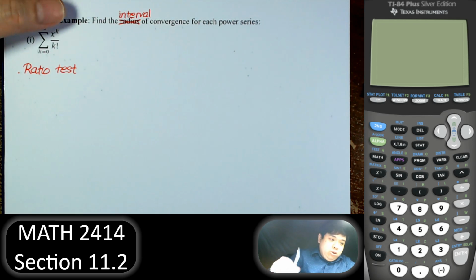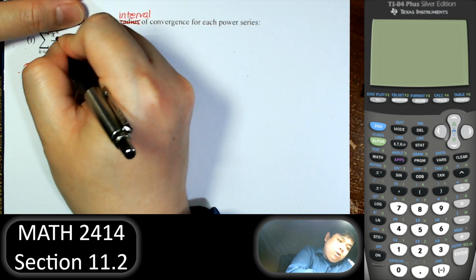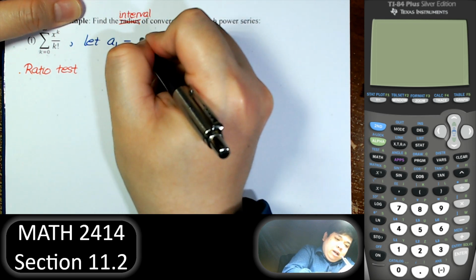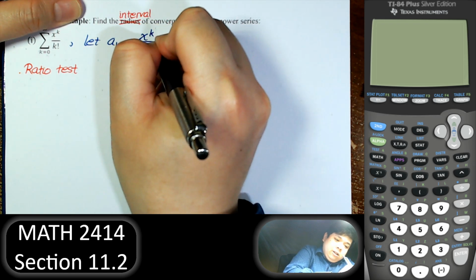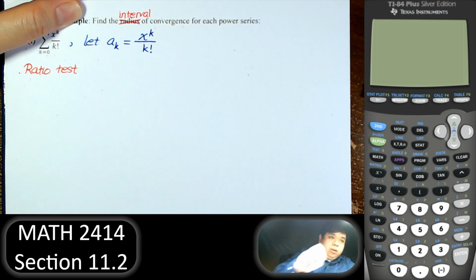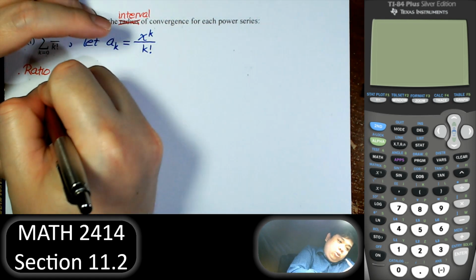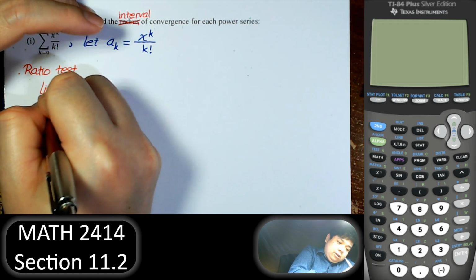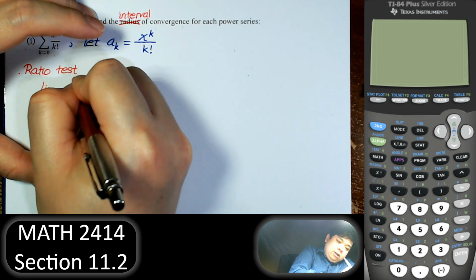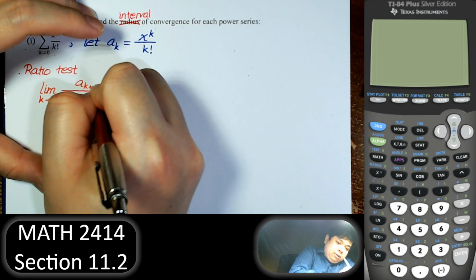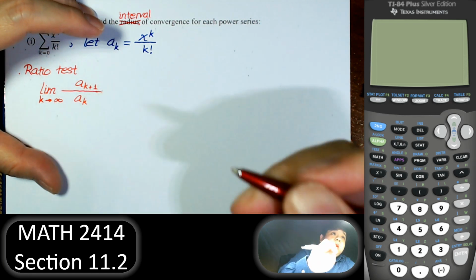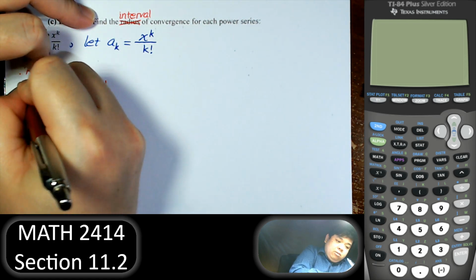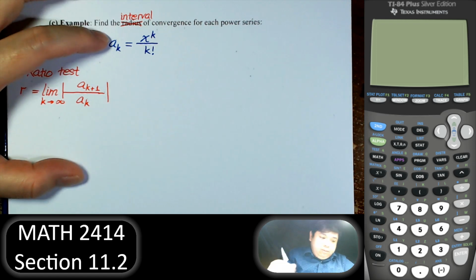When we use the ratio test, we need to know what is the h of k. So for that series, let the term be x to the k power over k factorial. The ratio test is we will take the ratio of the next term over this term. Don't forget there are absolute values as well. And let that be R.